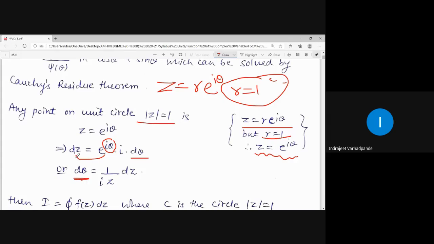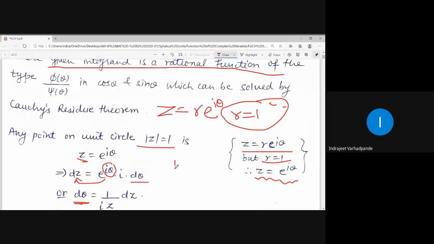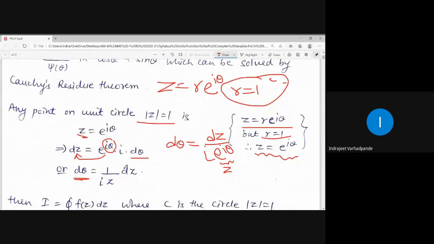ये e to the power I theta नीचे चले जाएगा तो उसका वैल्यू क्या हो जाता है, z. So d theta will be dz upon I e to the power I theta. But what is e to the power I theta? Z. So d theta is 1 upon iz dz. क्लियर? ये कन्वर्जन हमेशा याद रखिएगा बिकॉज इट विल बी यूज्ड इन एवरी प्रॉब्लम. Clear? Noted down up to this how this came.